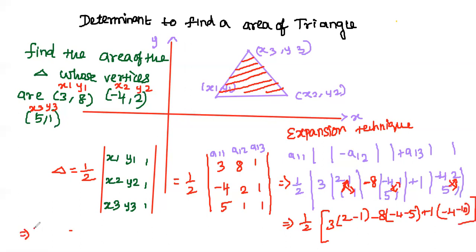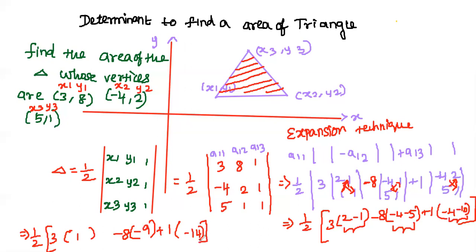So it's going to be, I'm doing it here, 3 times (2 minus 1) which is 1. And minus 8 times (-4, -5). Whenever we have the same symbol, we just add and put the corresponding sign. And plus 1 times (-4 and -10). So that will give you -14.